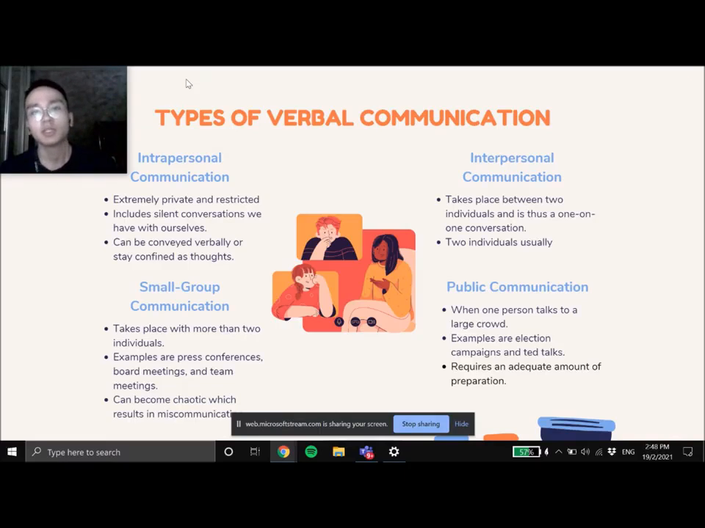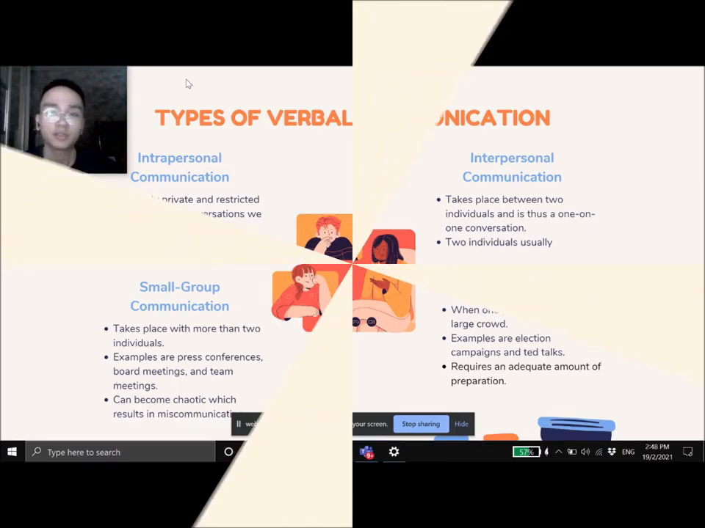And the last one is public communication. Public communication is when one person talks to a large crowd, for example, an election campaign or TED Talks. It requires an adequate amount of preparation as it requires a lot of reading and thinking. So it requires a lot of preparation before we start.